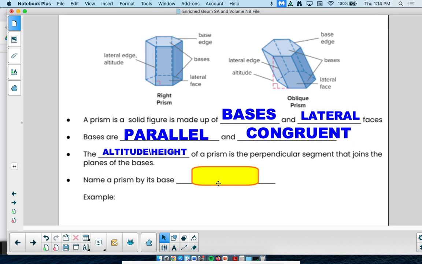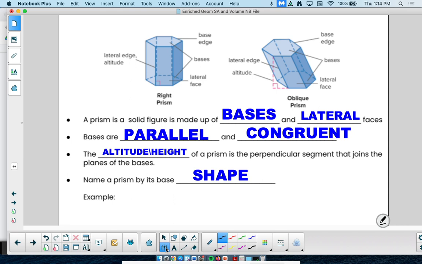And like I just said, you name a solid by its base shape. So this would be a triangular prism, hexagonal prism, square pyramid. You name it by the bottom, its base shape, okay? So on this example up here, what do we have pictured? Yeah, that's a hexagon, right? So hexagonal prism. That's what we would call it. All right?